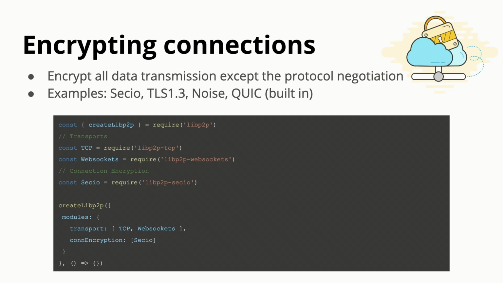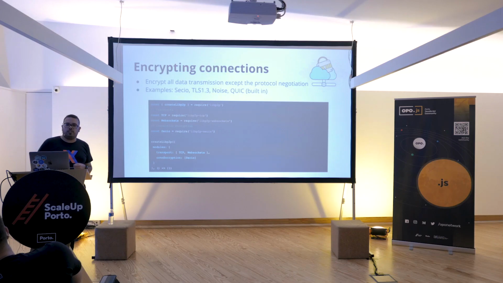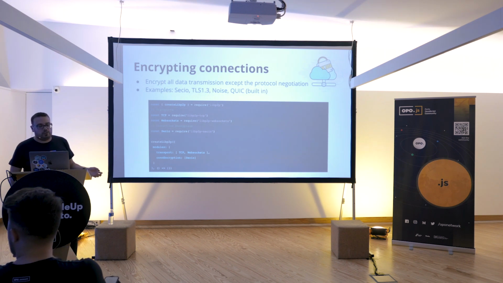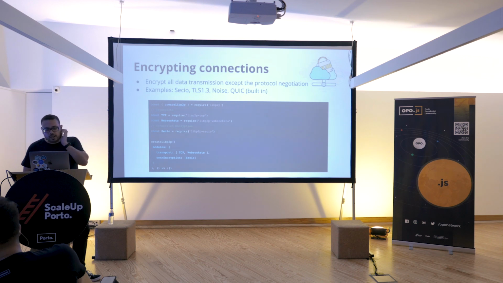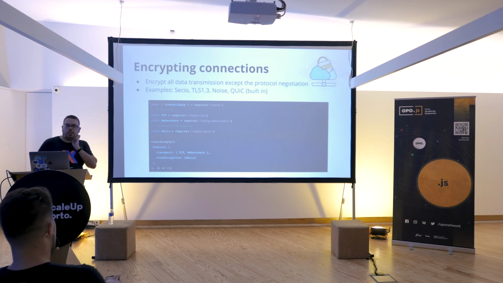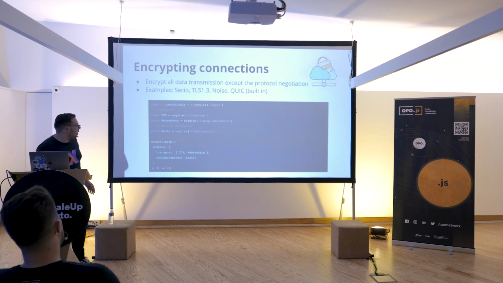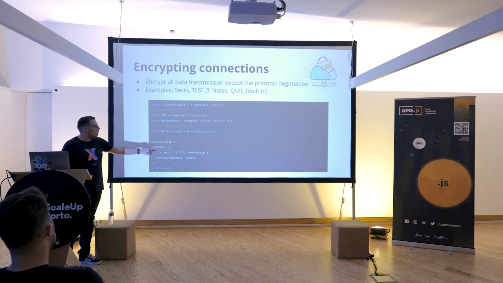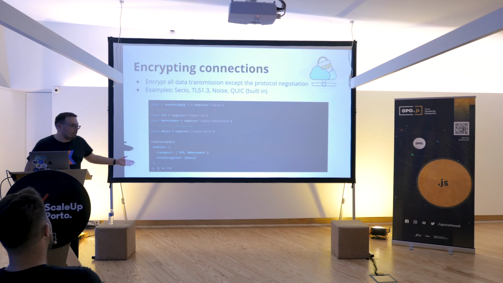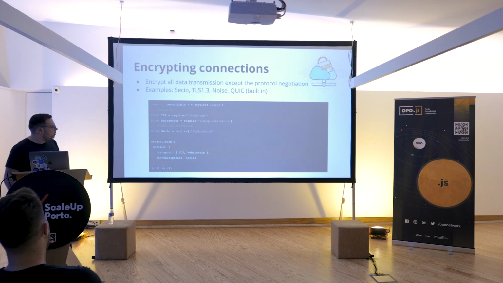And of course, we don't want to transmit data in plain text, right? So you can use an encryption mechanism for the connections. Except for the negotiation of the protocol, everything else will be encrypted. In libp2p land, we talk about different encryption mechanisms. For now, in the JavaScript implementation, we only have SecIO, but we are working on having at least TLS 1.3 and QUIC in the near future. And for this, it is as simple as using the new piece of the config, connection encryption, and using SecIO, and you immediately have the connections encrypted.